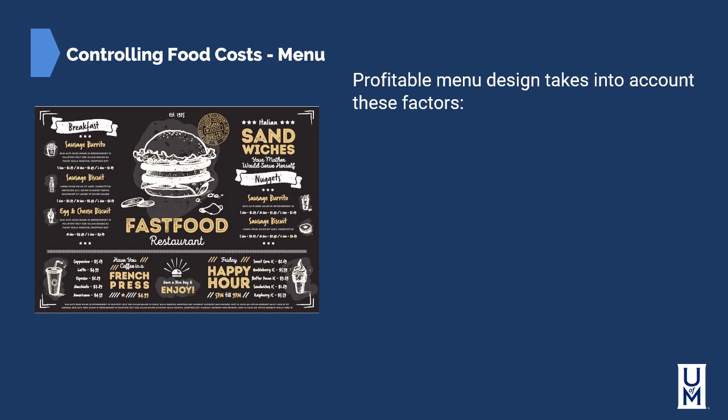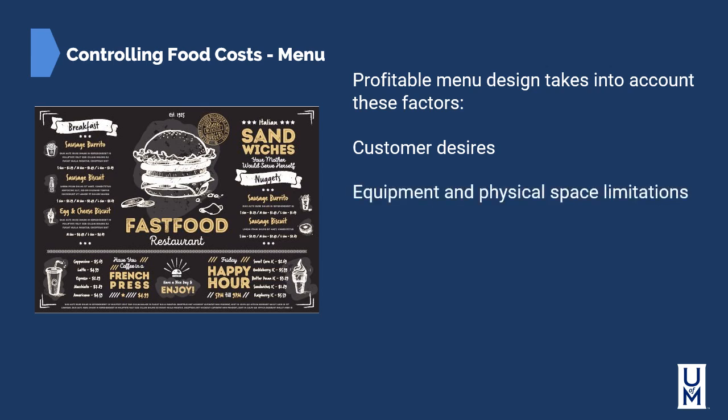So let's look at the menu for a second. Profitable menu design takes into account these factors. Customers' desires. What a customer wants to eat will oftentimes drive what you serve on your menu. Equipment and physical space limitations. If your menu consists of predominantly fried foods, you have to have enough space in your kitchen to operate several fryers. If you have a lot of fried food and only one fryer, you're not really going to be very effective.